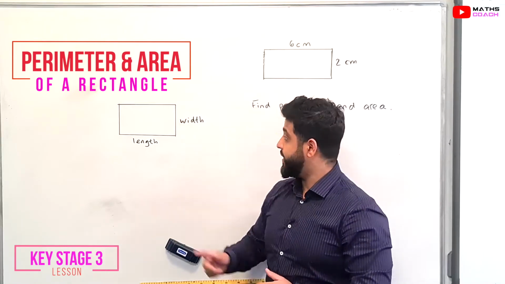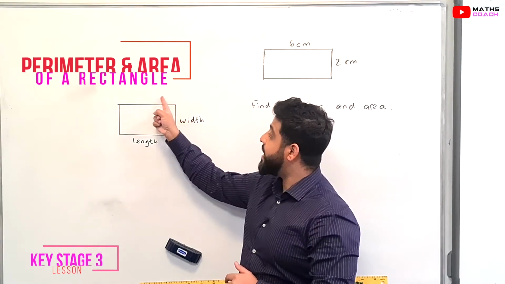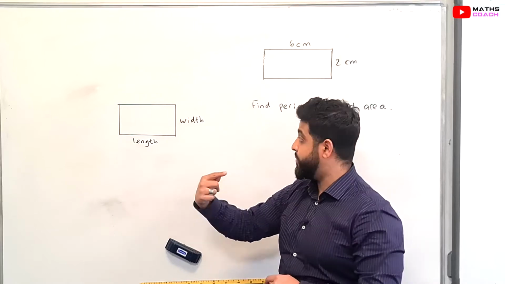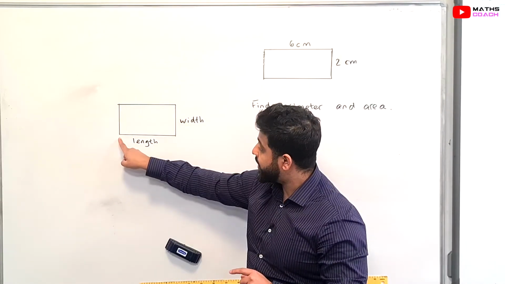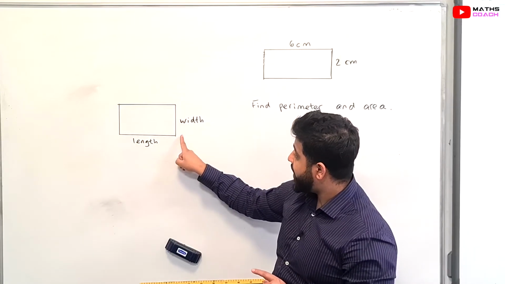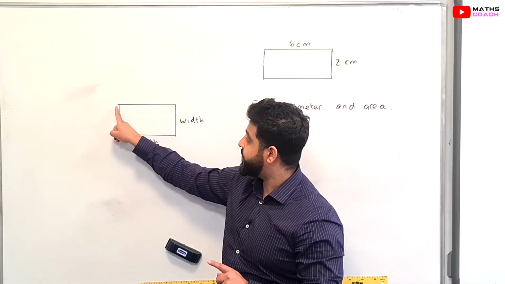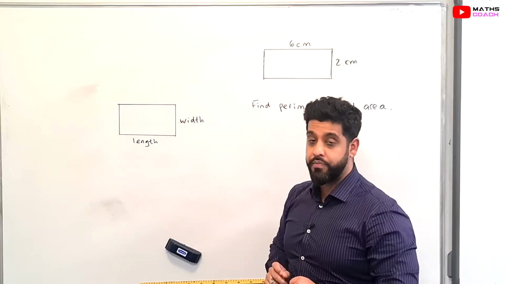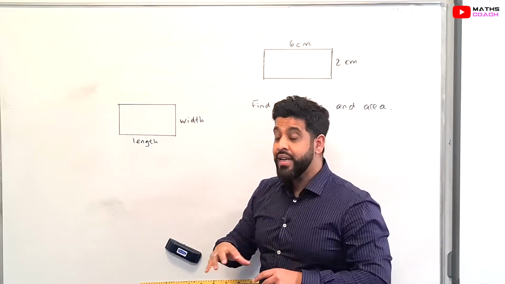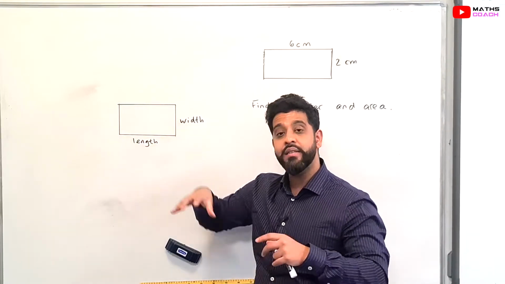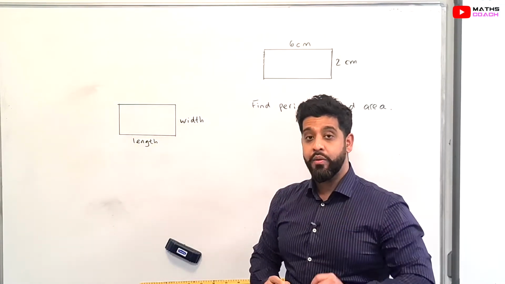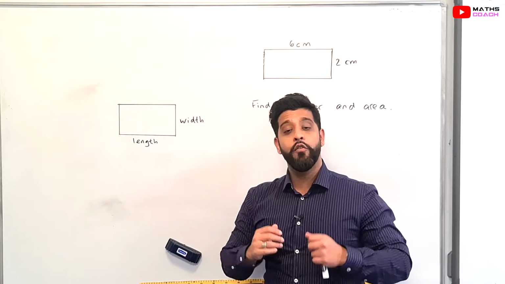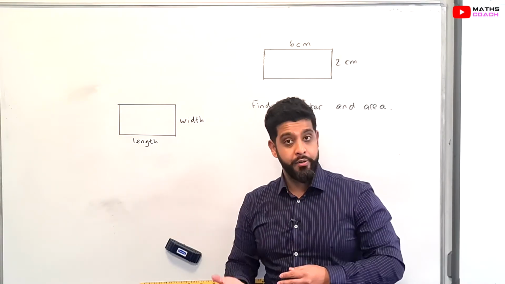Now, the perimeter is the length around a shape, the outside of a shape, the distance around a shape. So in order to calculate the perimeter, we add this length and we add the width, we add this length and we add the width, and that will give us the perimeter. The area is the space inside that a shape covers, so the space inside here. And we are now going to be looking at the formula for calculating the perimeter and the area.